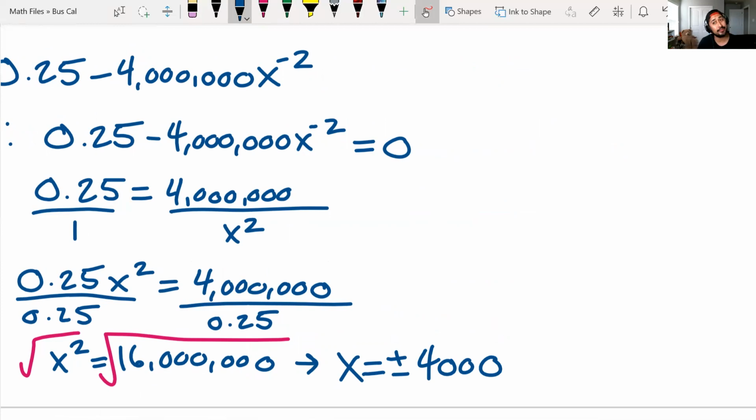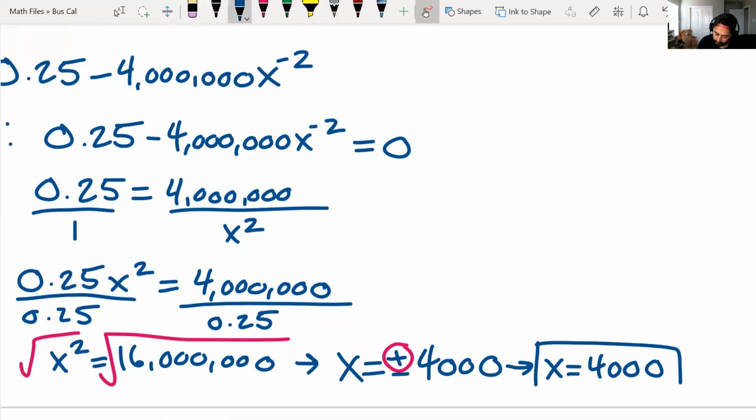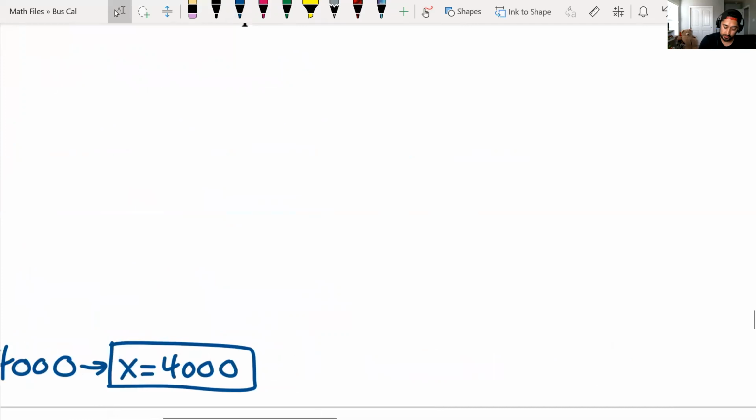So can we have negative 4,000 items? No. We only take the positive value. So this means that x is 4,000. And this is the number of items. So in order to minimize our costs, this means that we have to produce 4,000 Blu-rays. So this is the number of Blu-rays.